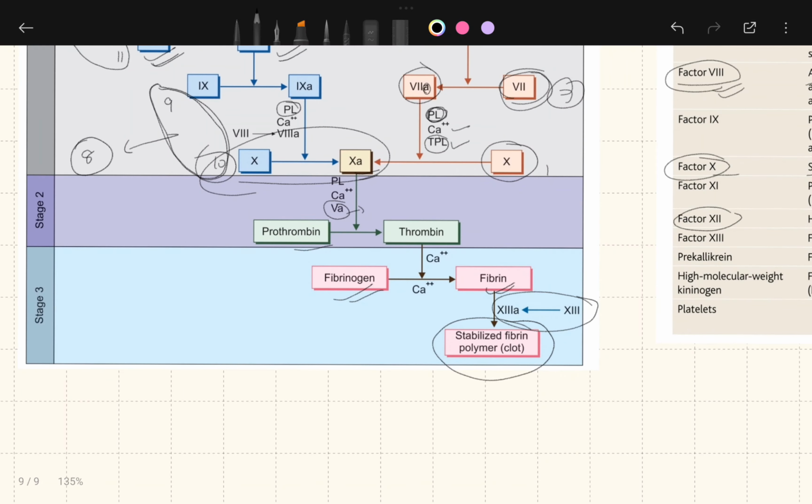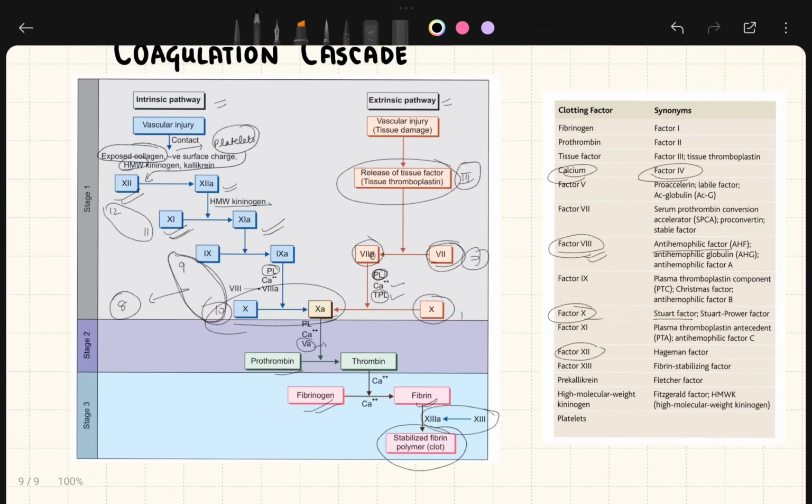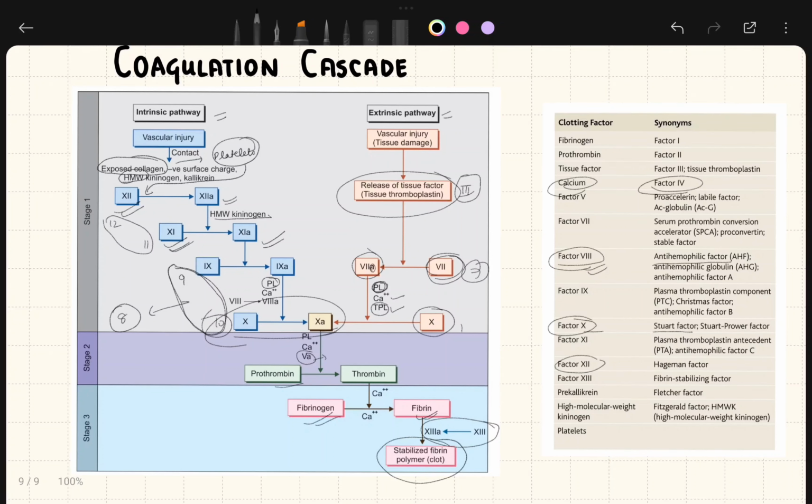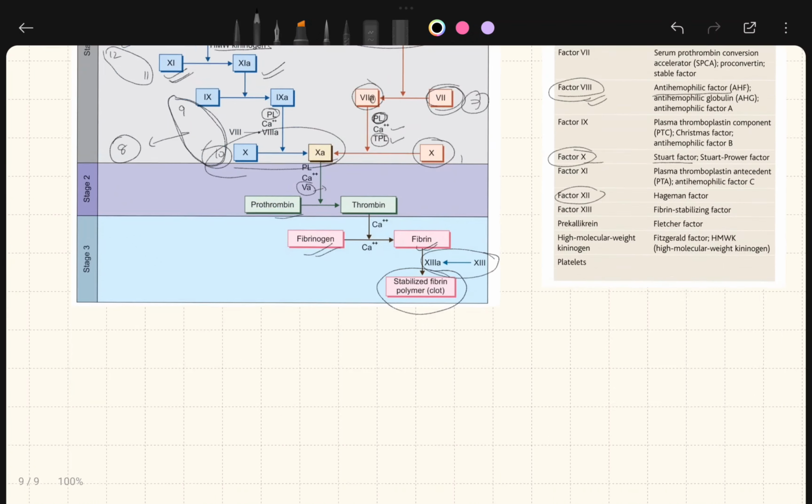So this gives the stabilized fibrin clot. This is the process of coagulation via the intrinsic and extrinsic pathways. We have studied the difference between them. The extrinsic pathway occurs by tissue injury, tissue damage, or vascular injury, which leads to release of the tissue factor, the 3rd factor, so it starts with the 3rd factor. The intrinsic pathway starts because of contact with exposed collagen and starts with the 12th factor.